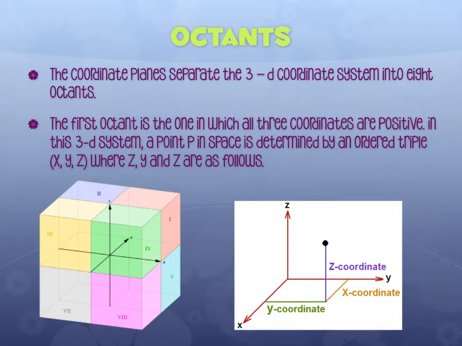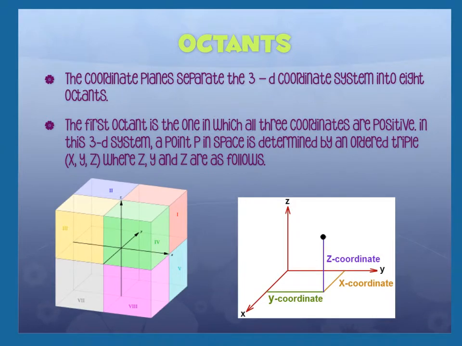Okay, so the coordinate planes separate the 3D coordinate system into 8 octants. Instead of just quadrants, because it's on a 2-dimensional surface, you've now got space to fill, so they're called octants, and there are 8 of them. The first octant is the one in which all 3 coordinates are positive in the 3D system.